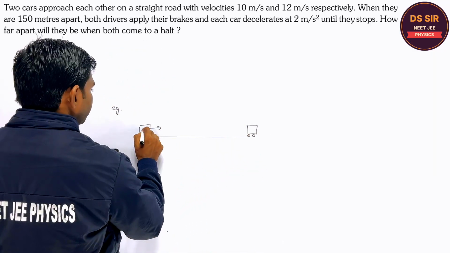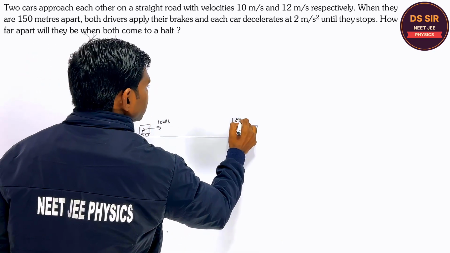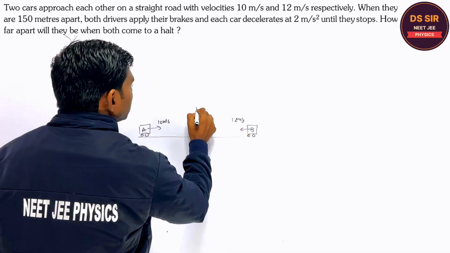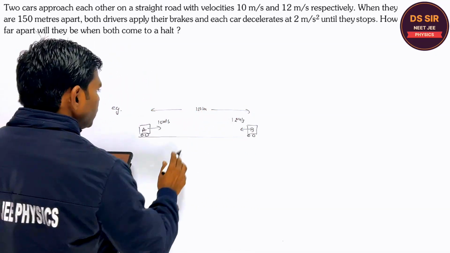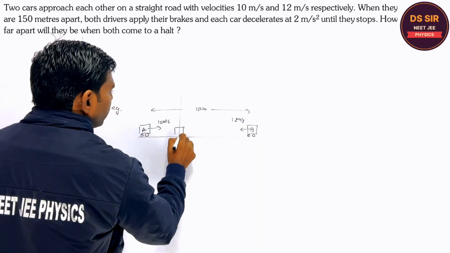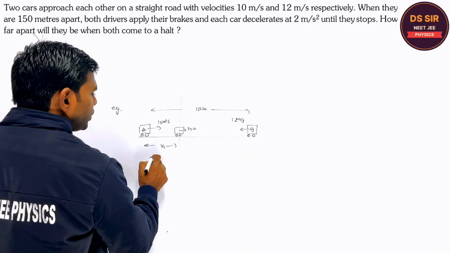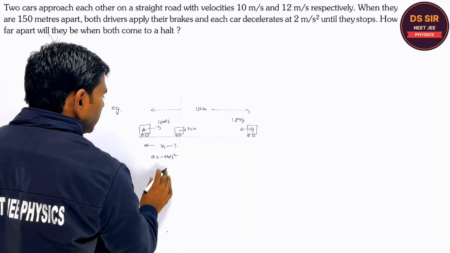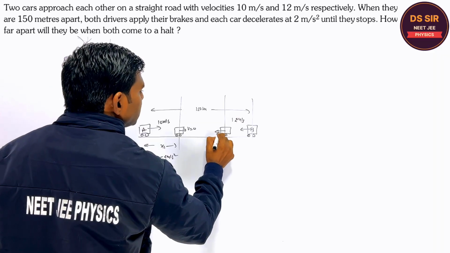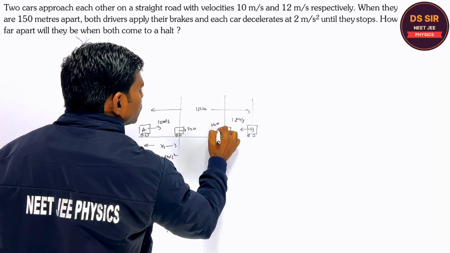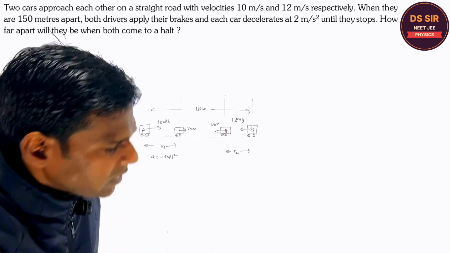This is the car A, 10 meter per second. This is the car B and 12 meter per second. Initially the 150 meter is the distance between them. The retardation is given. The velocity becomes 0. So can you find the x1? The retardation is minus 2 meter per second square. In the same way, after traveling some distance, this velocity becomes 0, and this distance covered is x2. So can you find the x1 and x2?